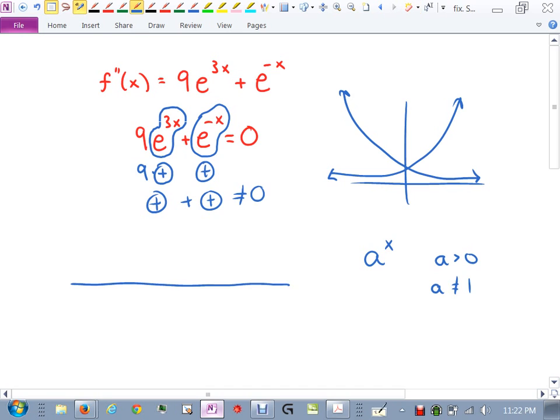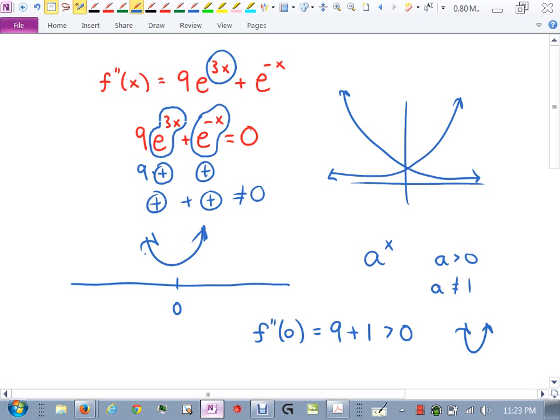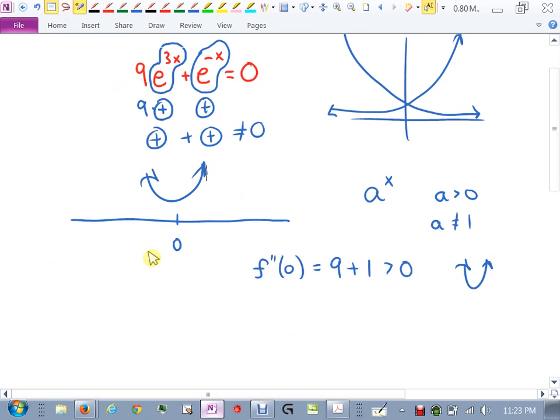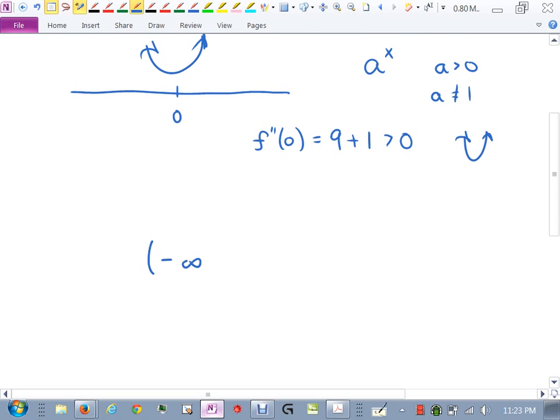So all we have to do is pick any test point we want, like 0, plug it in to the second derivative, and see if it's a positive or negative number. So if we plug 0 in, e to the 0 is 1, so we get 9, plus e to the 0, which we already said was 1. So this is a positive number. That means we're always concave up. So it's asking in this problem, in what interval is it concave up? Well, everywhere. How do we say that? Negative infinity to infinity. That's where our original function is concave up. So we are done with that.